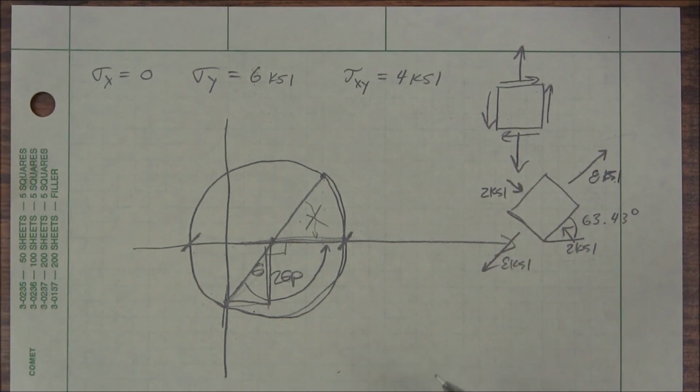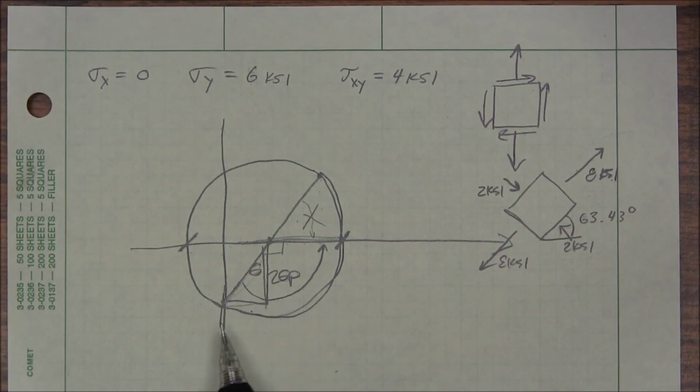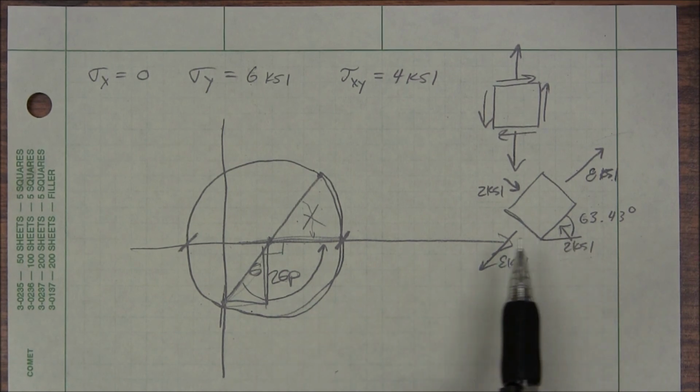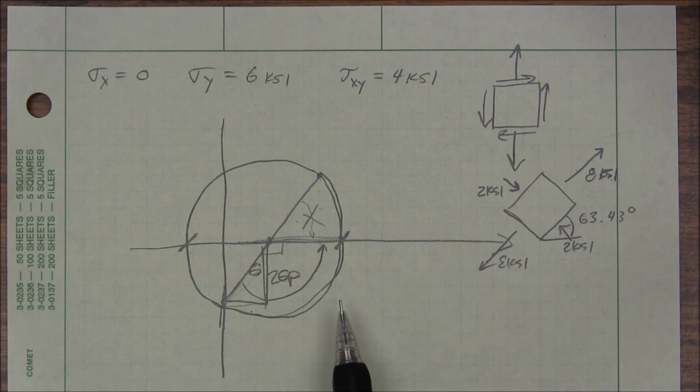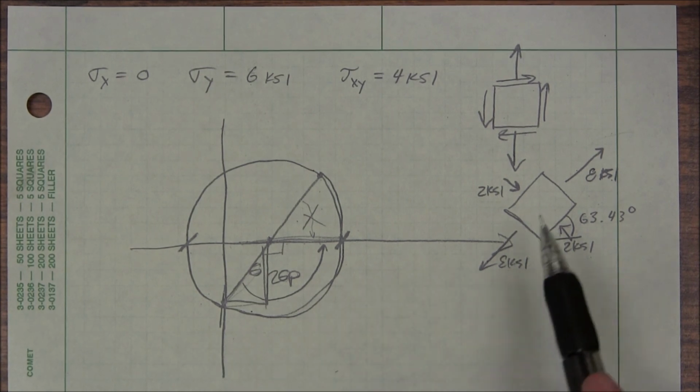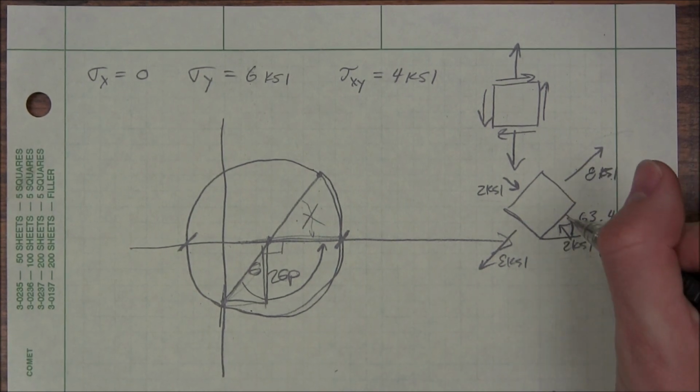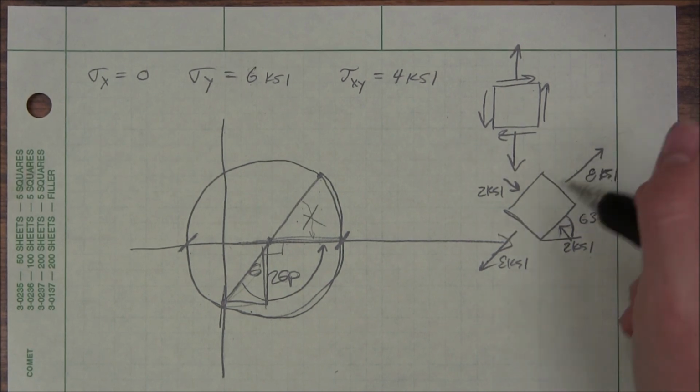So to recap, I was able to easily find my principal angle and find my principal stresses just looking at Mohr's circle. I didn't require any formulas. And I drew it at that angle and put those stresses on the element.